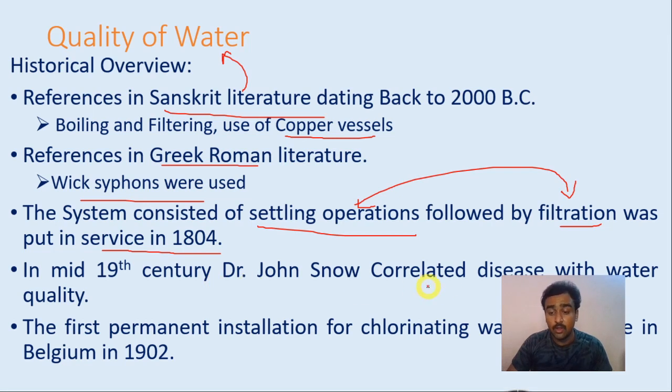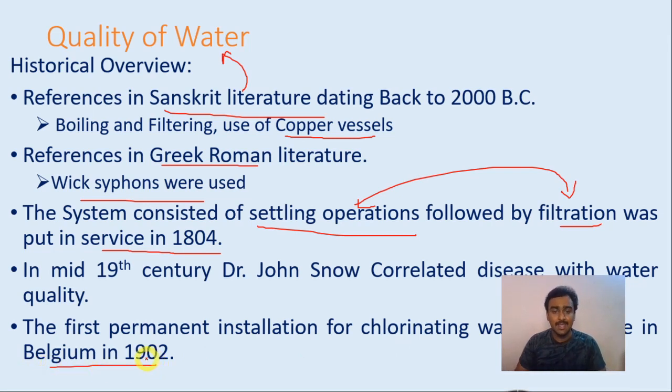In the mid 19th century, Dr. John Snow correlated disease with water quality. I would say this was a breakthrough before the germ theory exploration. This is the first time people correlated disease with water quality. The first permanent installation for chlorinating water was made in Belgium.